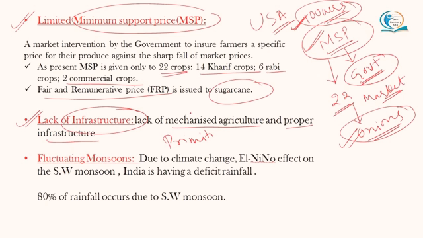Another recent menace, which is considered to be a man-made disaster, is climate change. The climate change ultimately results in fluctuating monsoons.